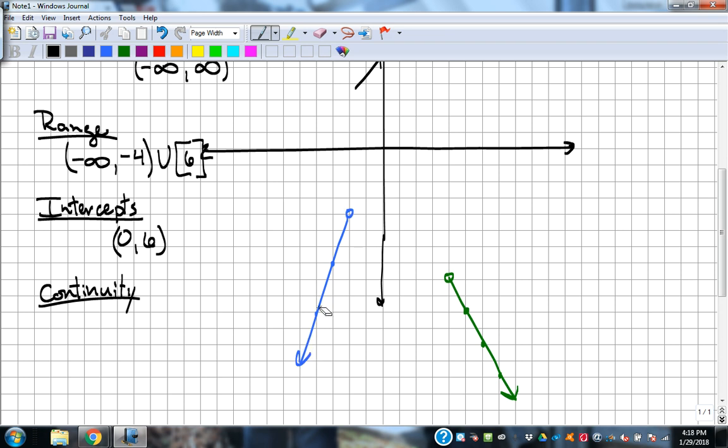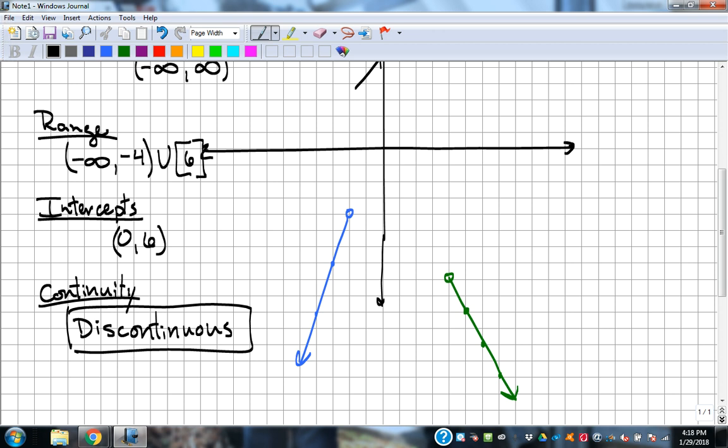So if I'm tracing this from the leftmost point, there's the blue piece, and I get here, and then I've got to jump up to the red piece to get to the next place. So I can't trace this without picking my pencil up. So this would be what we call discontinuous, because we could not trace it without picking up our pencil.